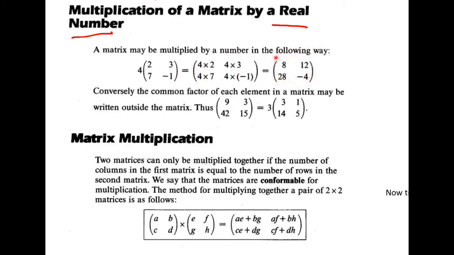It only changes the element values. The shape stays the same. We started with 2 by 2, 2 rows and 2 columns, and we finish with the same shape, or with the same order.